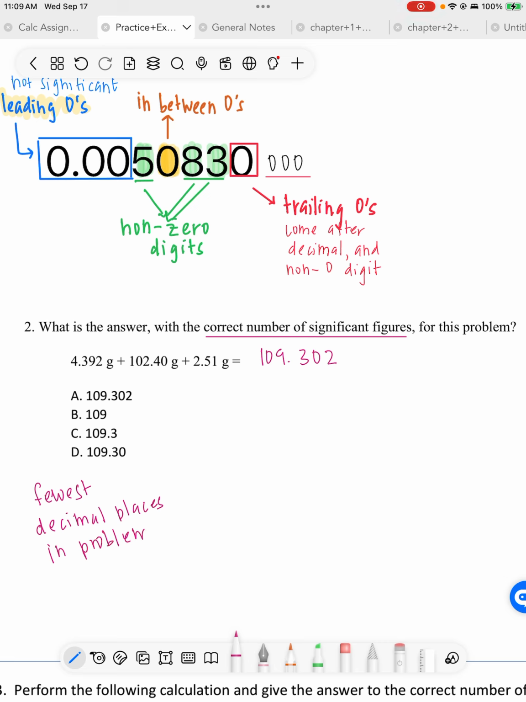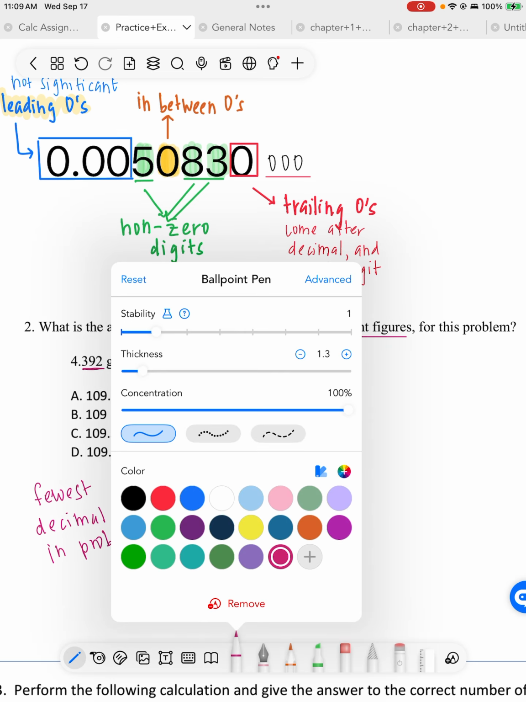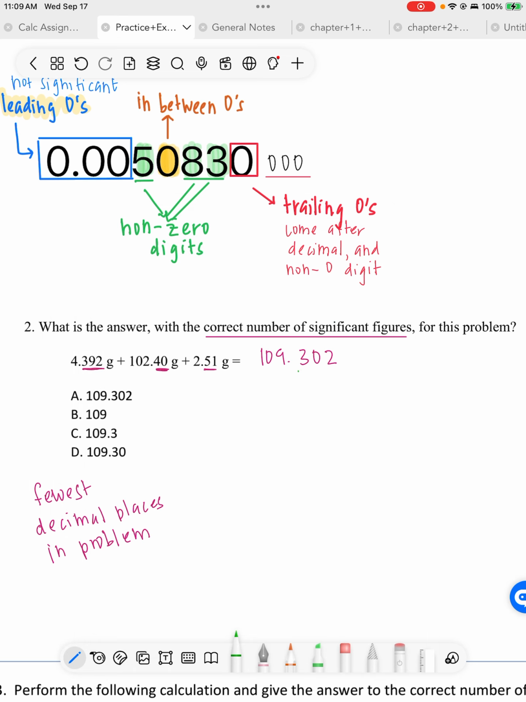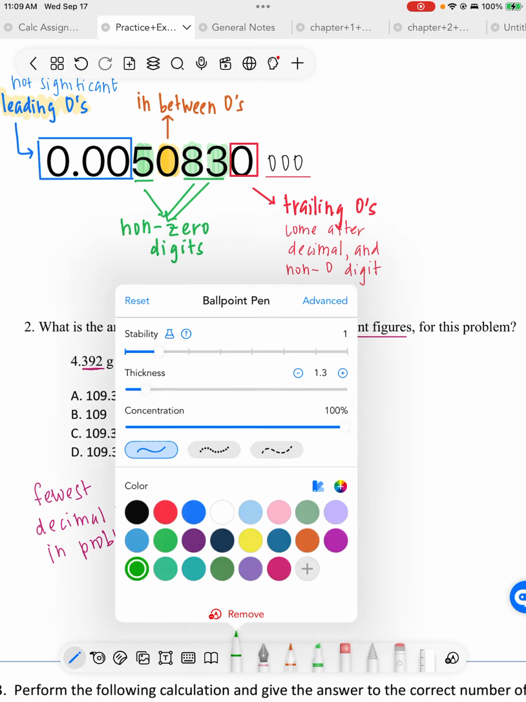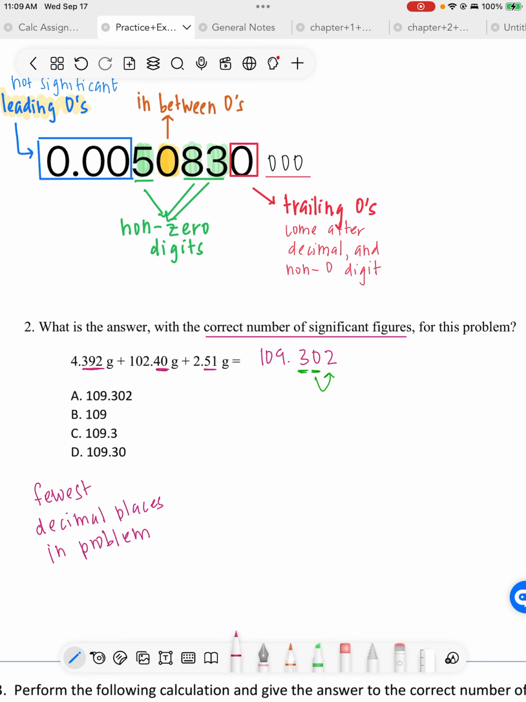All right, so this one has 3 decimal places, this one is 2 decimal places, and this one is 2. So we want to go to 2 decimal places. What I like to do, how I showed you to do it, is I'm going to underline the 2 digits that we need, and I'm going to look at one more. That 2 doesn't do anything to our 0, so our final answer is 109.30 grams. And that would be D.